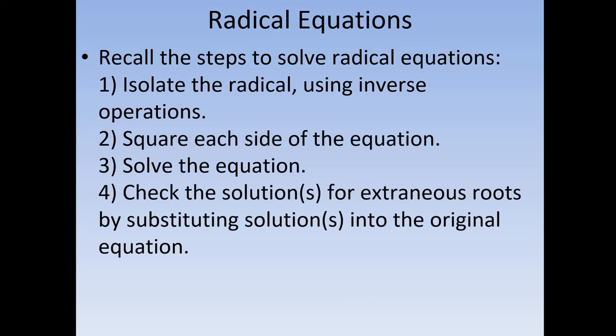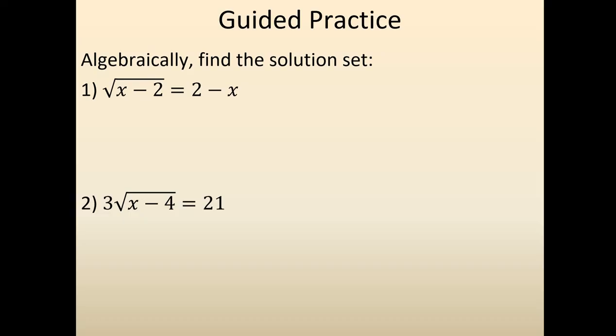Isolate the radical term by moving things over to the other side, using subtraction, multiplication, division. Square both sides of the equation. Solve the resulting equation for x, and then check the solutions to make sure that there are no extraneous solutions. So here's our first step. Pause the video, work it out, and we'll go over it in a second.